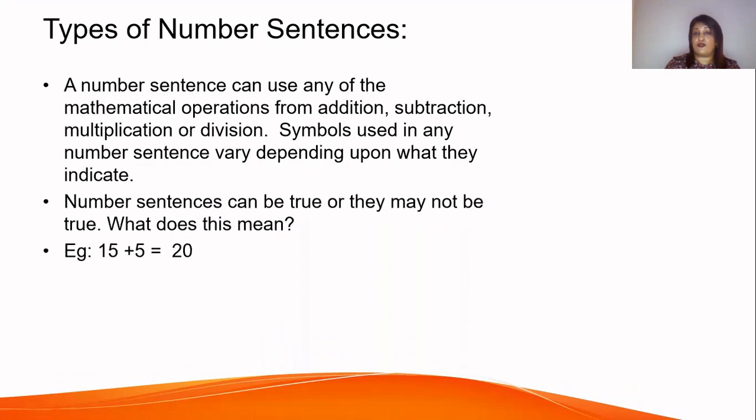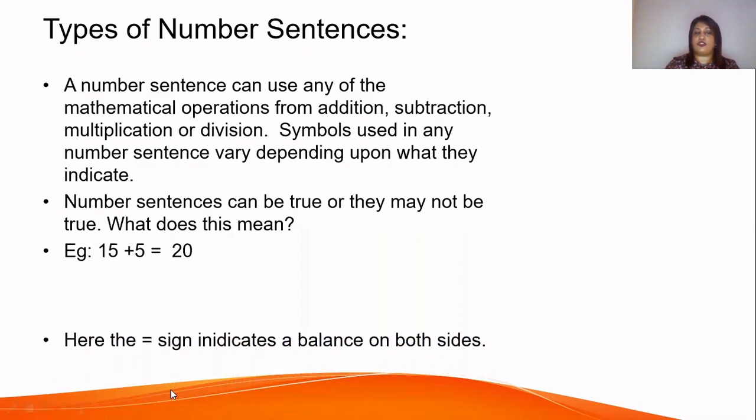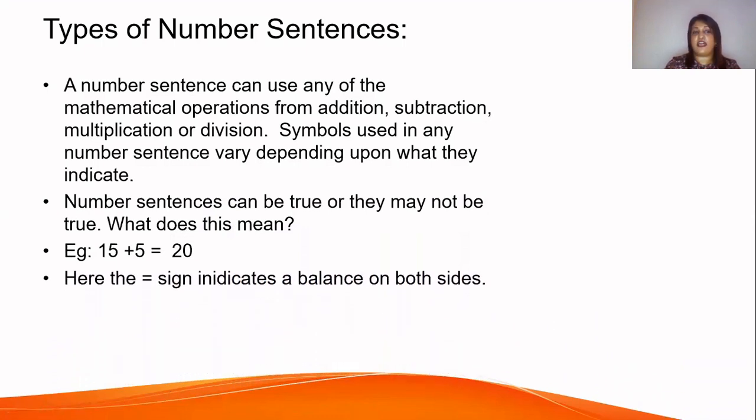What do we mean when we say true or false? Right, we've got 15 plus 5 is equal to 20. Yes or no? If I add 15 to 5, I'm going to get 20, so I can use the equal to sign there. It makes sense. It is true. Both my sides are balancing. My left-hand side is showing me 20, and my right-hand side is 20. Here, the equal to sign indicates a balance on both sides.